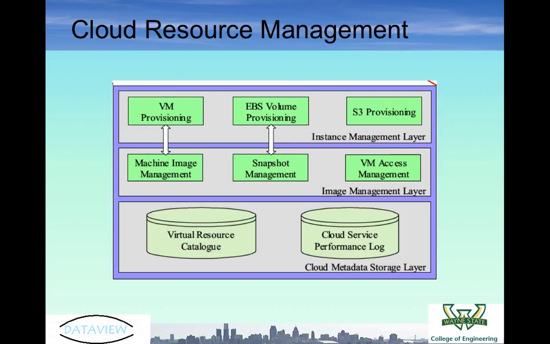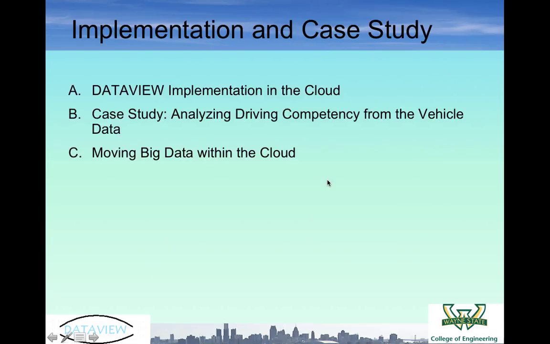So this is a picture that illustrates details within the cloud resource management module. As you can tell from the picture, there is a VM provisioning module, there is an EBS volume provisioning module, there is a machine imagery management module, there is a snapshot management module, and something else. And then the author implemented the system and ran a case study.